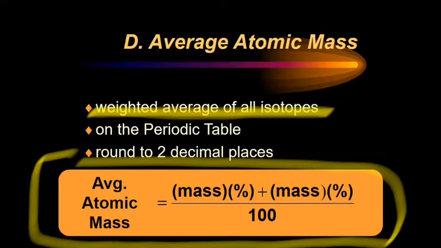Takes the mass of your first isotope times its percent abundance, plus the mass of the second isotope times its percent abundance. Let's say you had a third isotope. You would just keep going. You would take the mass of the third isotope times its percent abundance, and all of those percentages should add up to 100%. So you divide by 100. If there's 4 isotopes, great. Just continue to add on to your numerator. We're going to go work out a couple of different examples.